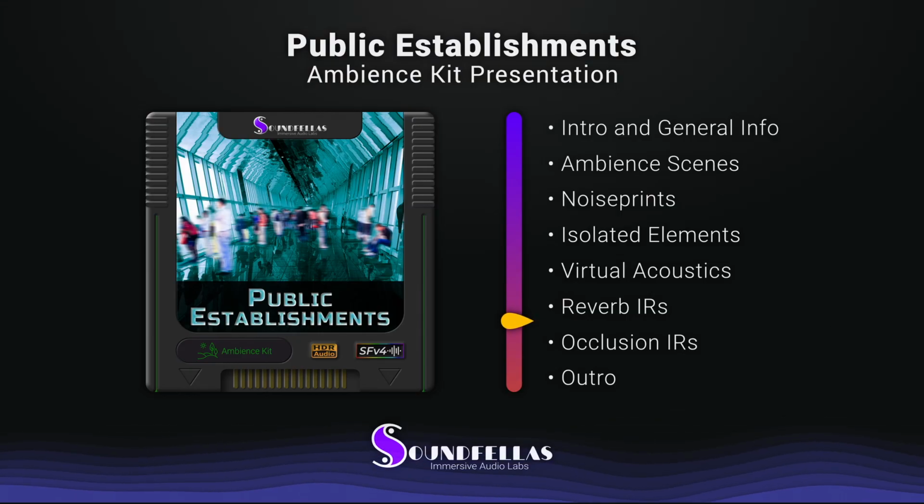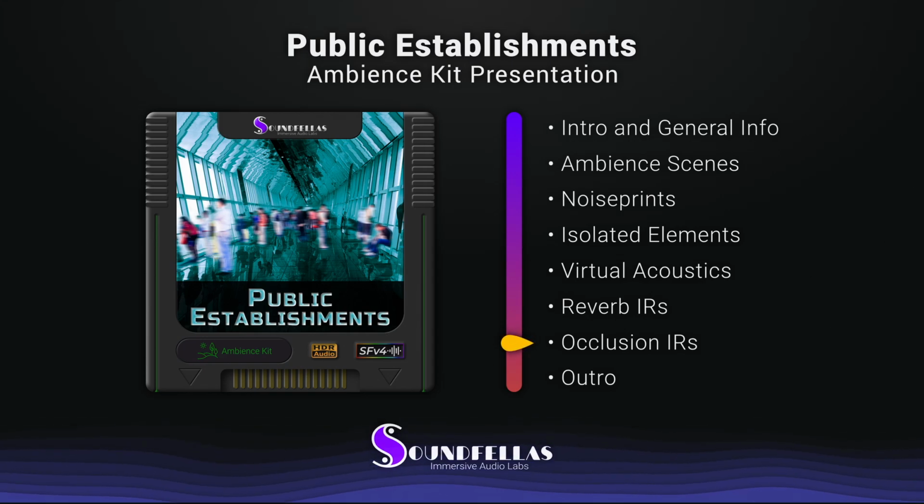The examples are made using a character moving in space. First, let's hear the dry sample. Here's the same sample using the cafe impulse response. Now let's use the mall impulse response. As a final example, let's use the museum impulse response.